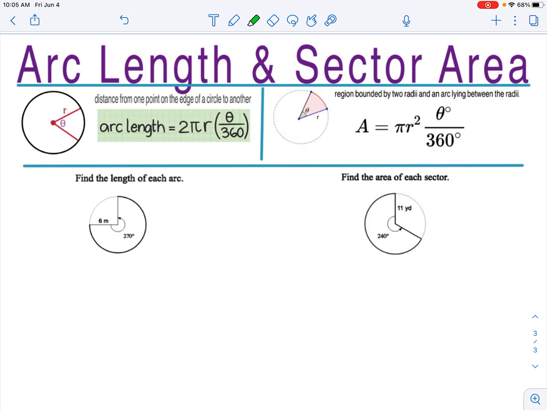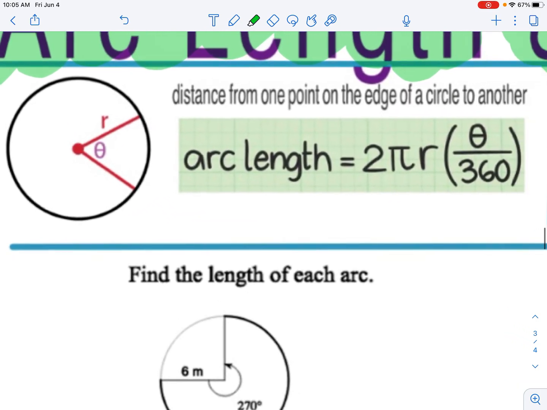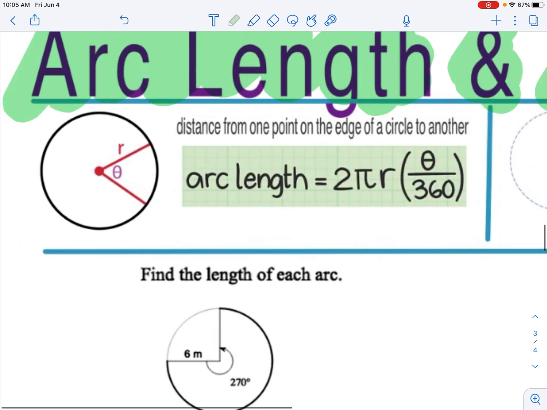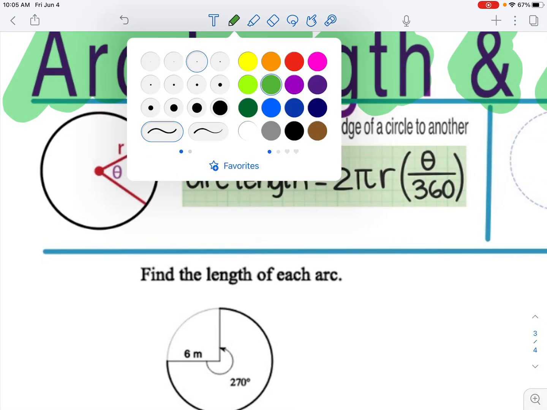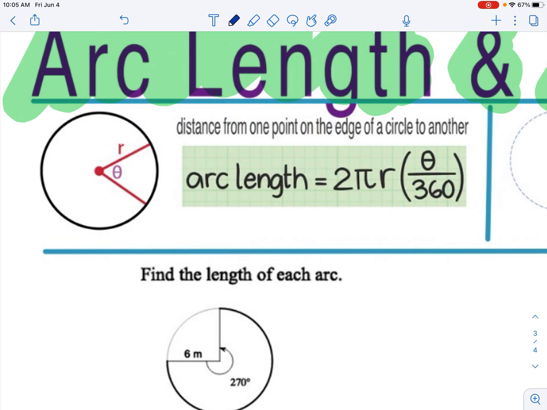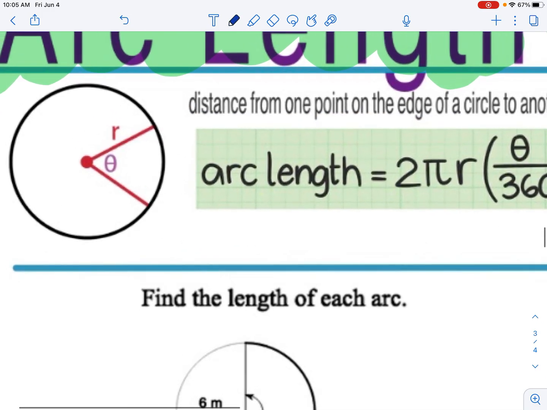So the first thing that we always do is identify the name of this video lesson, which is called arc length and sector area. So we're going to talk about the arc length and the sector area of a circle, okay? First thing we're going to cover is arc length. The arc length, everybody, is pretty much what it says here: the distance from one point on the edge of a circle to another, right?